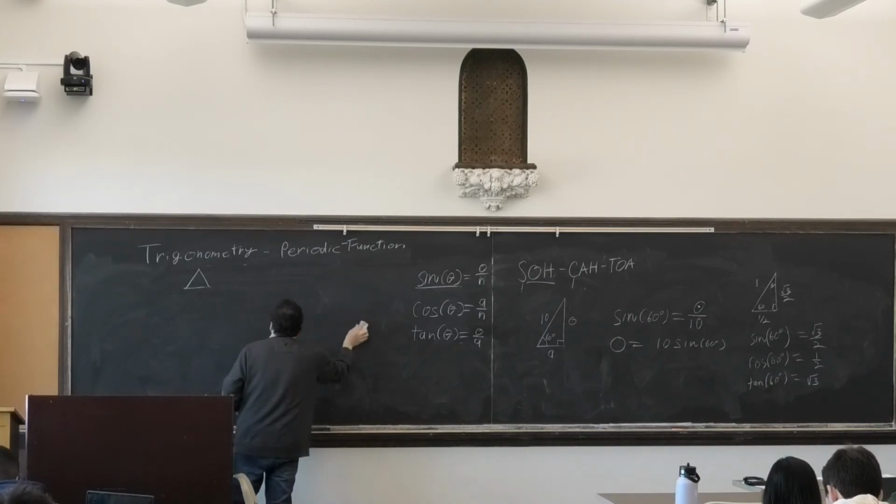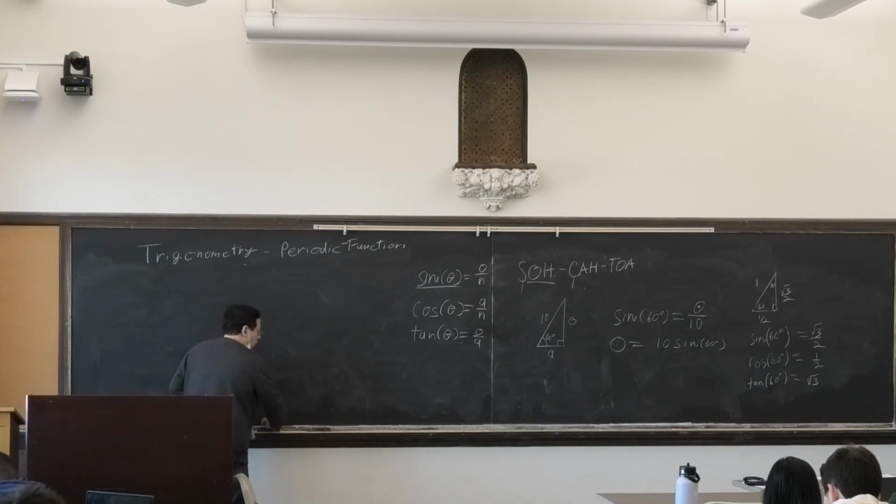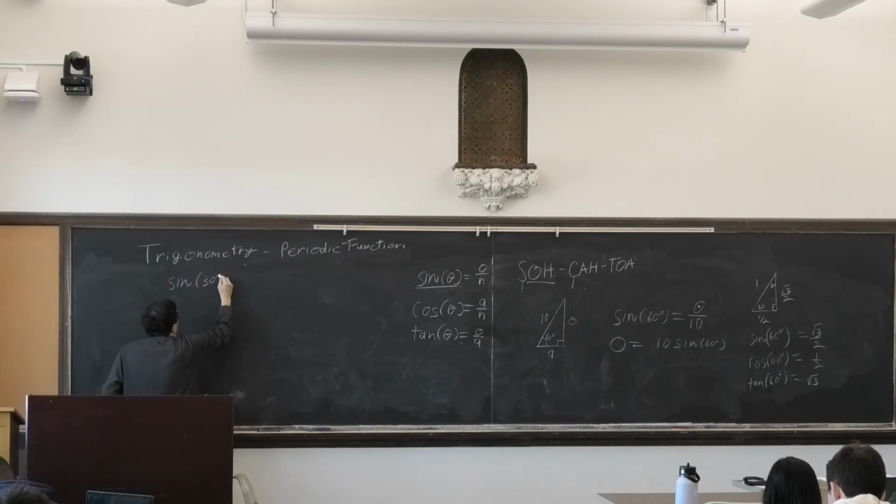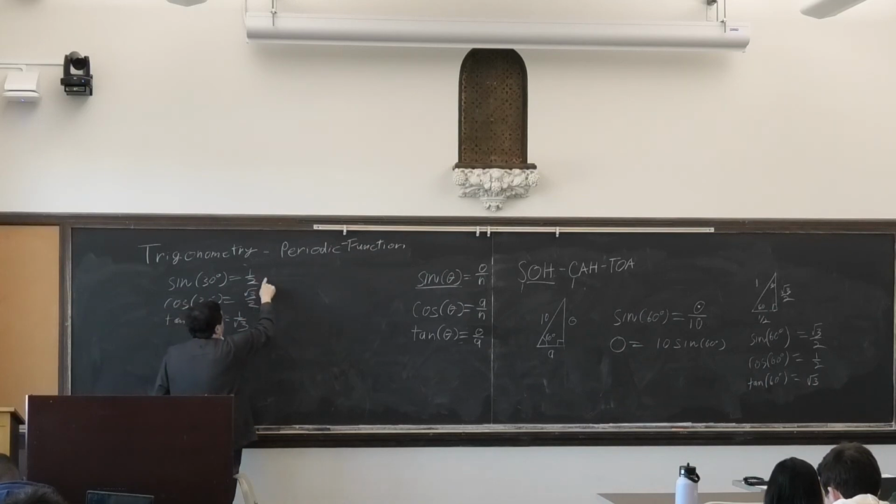You can immediately see where we get that idea of sine and cosine if you look at sine of 30 degrees. Because that's going to be a half. Cosine of 30 degrees is going to be square root of 3 over 2. And the tangent of 30 degrees, which doesn't really enter into this, is going to be 1 over the square root of 3.